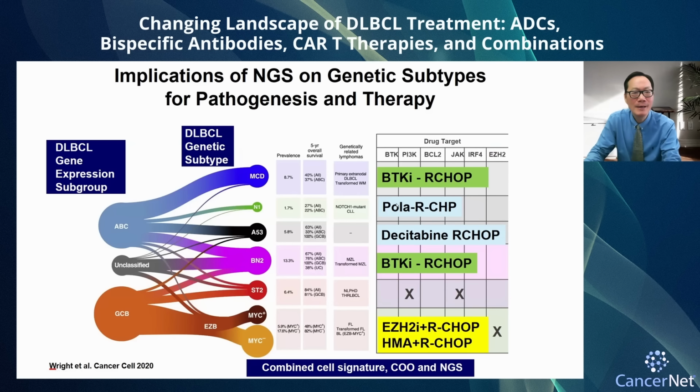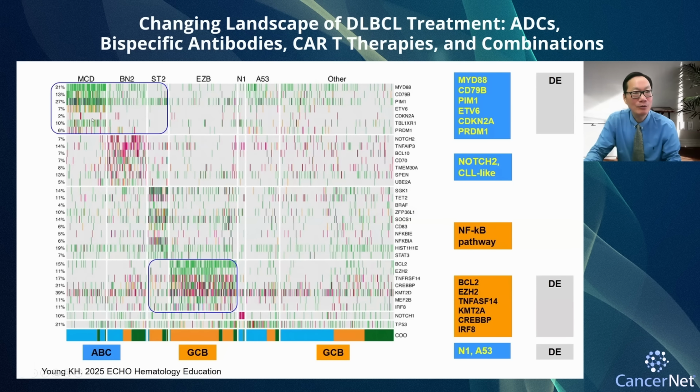Why are we saying this? Because each group may represent different genetic features. For example, in MCD patients or BN2, let's look at the genetic features. MCD and BN2 are very rich in B-cell signaling pathway mutations, including MYD88, CD79B, PIM1, and PRDM1. And if patients have those mutations, they might respond to a BTK inhibitor much better.